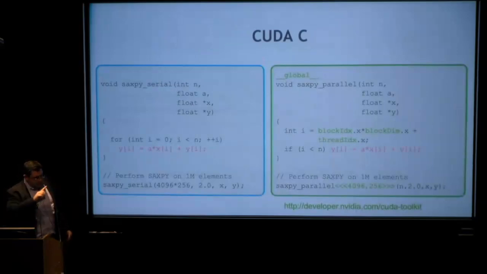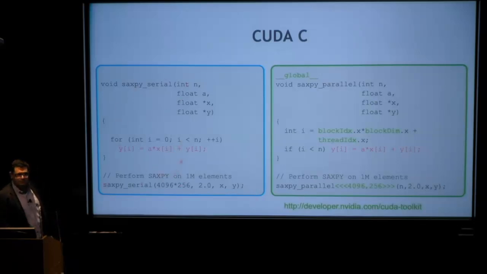CUDA is also available, as you saw, for a number of languages like C, C++, Fortran, Python, etc. So let's just look at this C example here. This is that SAXPY example we've been looking at a number of times. You're seeing how we're doing this particular call on roughly 1 million elements, where we're iterating over each and doing this particular computation.